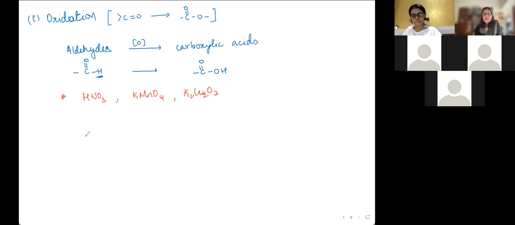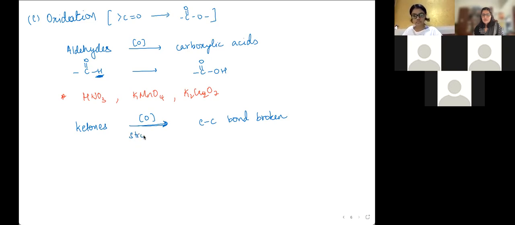Okay. Ketones are slightly special because in the case of ketones, you don't have a hydrogen that you can oxidize directly. So it gets a little dicey there. So when you oxidize ketones, the carbon-carbon bond is broken. So it's not as simple as CHO turning into COOH, because it's in the middle of the chain. And ketones don't get oxidized easily.